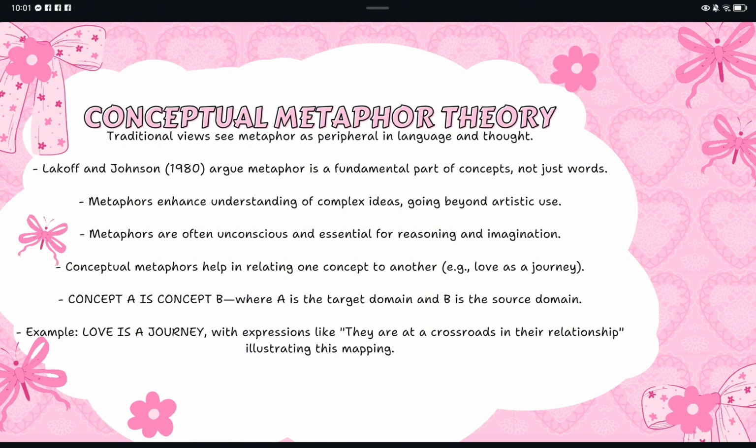So next is concept A is concept B, where A is the target domain and B is the source domain. The structure of a conceptual metaphor is concept A is concept B, where A is the target domain, the concept we are trying to understand, and B is the source domain, the familiar concept we are using to understand A. For example, love is a journey, illustrated by expressions like they are at a crossroads in the relationship. This expression maps the concept of relationship to the concept of journey.